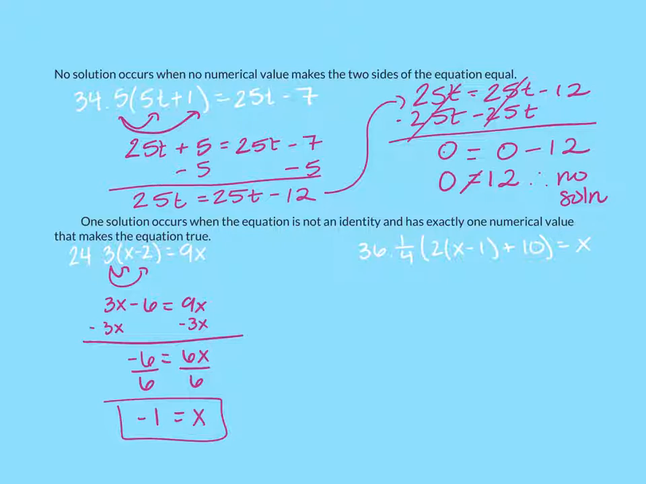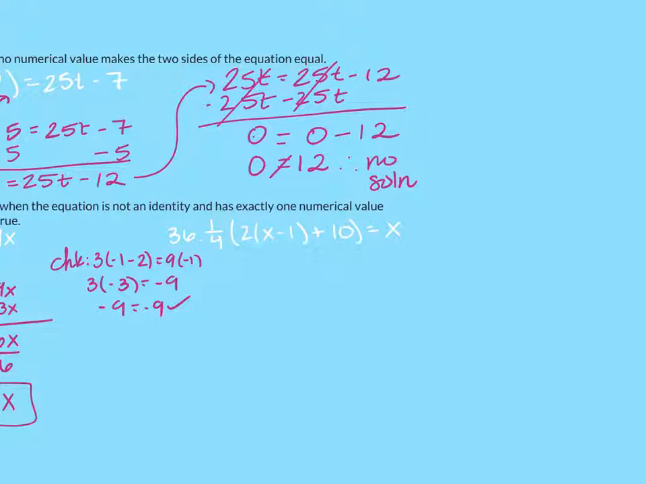And so notice we get exactly one solution. To make sure it works, we'll do a quick check. So we'll plug in negative 1 back into the original. So 3 times negative 1 minus 2 equals 9 times negative 1. This is 3 times negative 3 equals negative 9. Negative 9 equals negative 9. So yes, negative 1 is the solution.